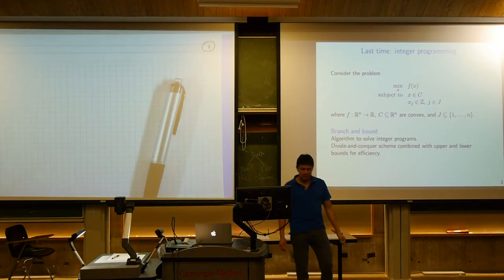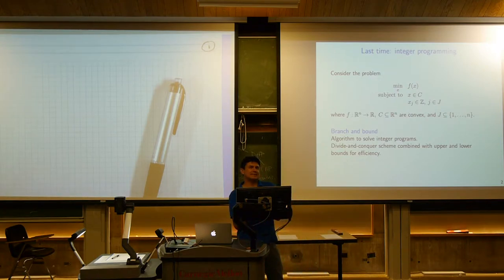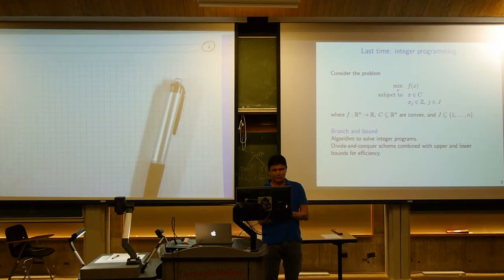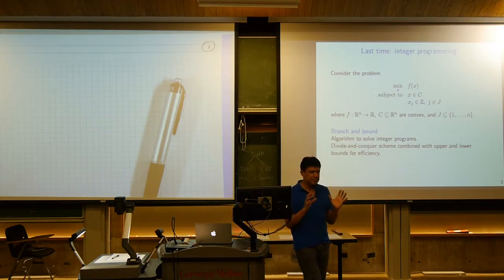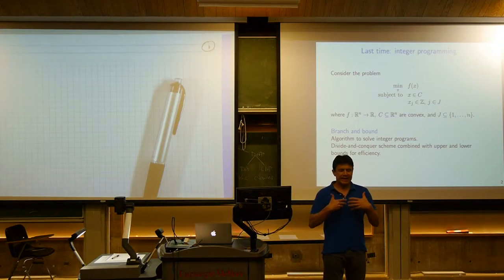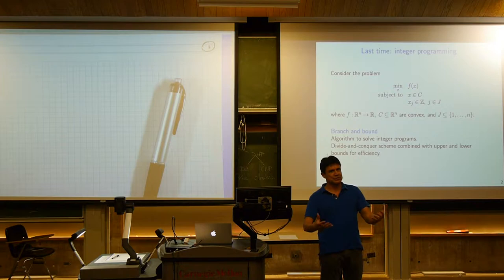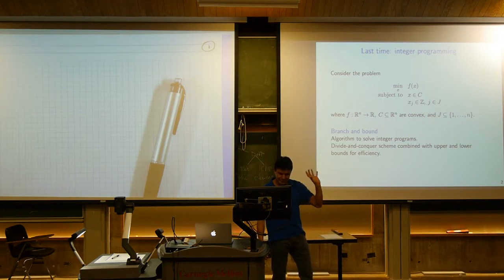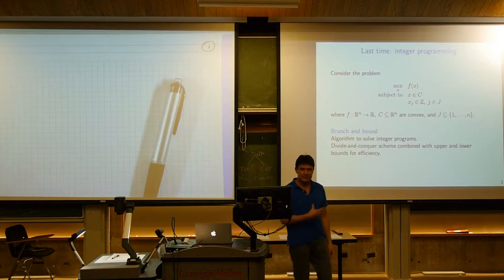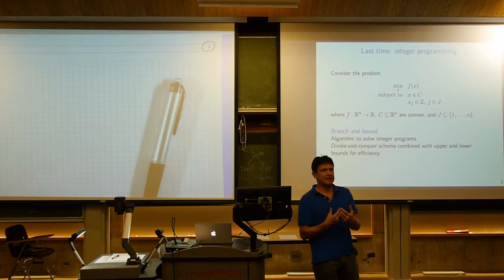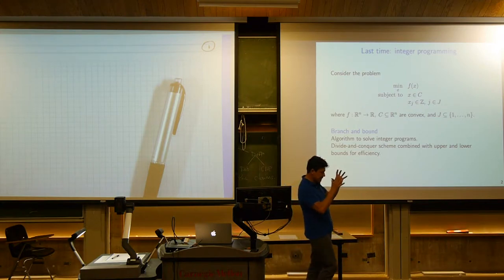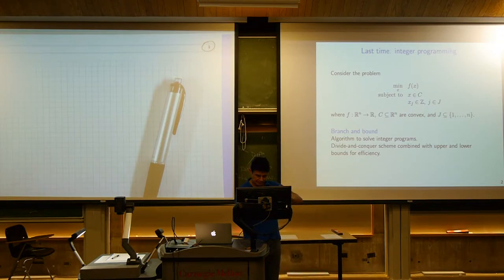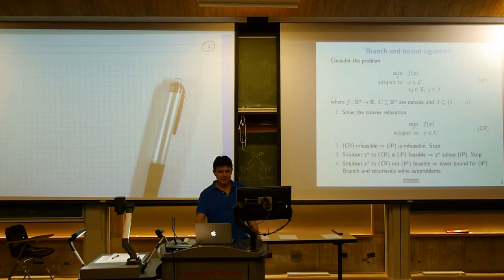And we ended with this general algorithmic template that is the most popular way of solving integer programs. And this is called branch and bound. If I were to summarize branch and bound in one sentence, it's an enumeration approach. But it's not just a brute force enumeration to tackle the combinatorial aspect of that problem. It's a somewhat intelligent enumeration where we combine the idea of enumeration, of divide and conquer, with some clever use of upper and lower bounds so that part of that enumeration procedure can be done more efficiently.